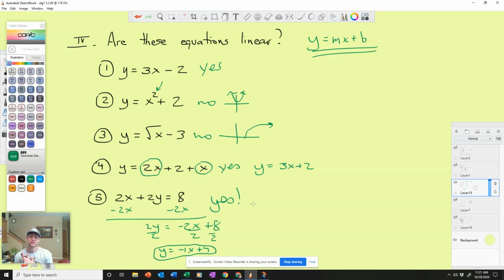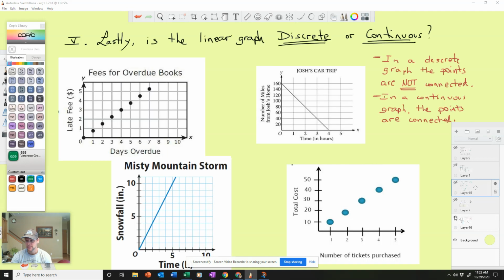Look for equations that look very simple, no squares, no square roots, just a y and an x that you could write as y equals mx plus b. Okay, there's one last little concept, and that has to do with a vocabulary word. So perhaps you want to write down these two vocabulary words. The words are discrete and continuous.